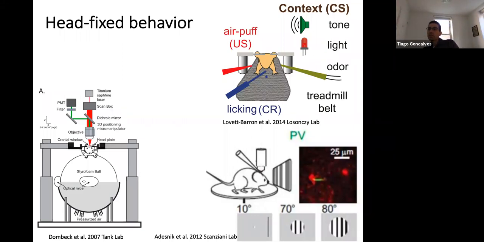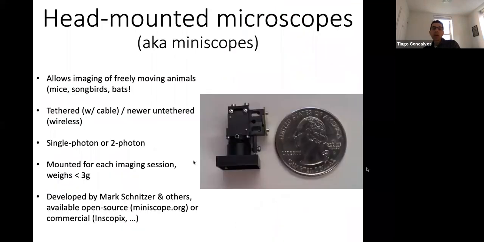So all of this is possible, but sometimes this really limits your ability to do a bunch of different tasks and limits the movement of the mice. So what you want to do is have systems where the mice are more free to engage in different tasks, and head-mounted miniscopes are the answer to that, partially.